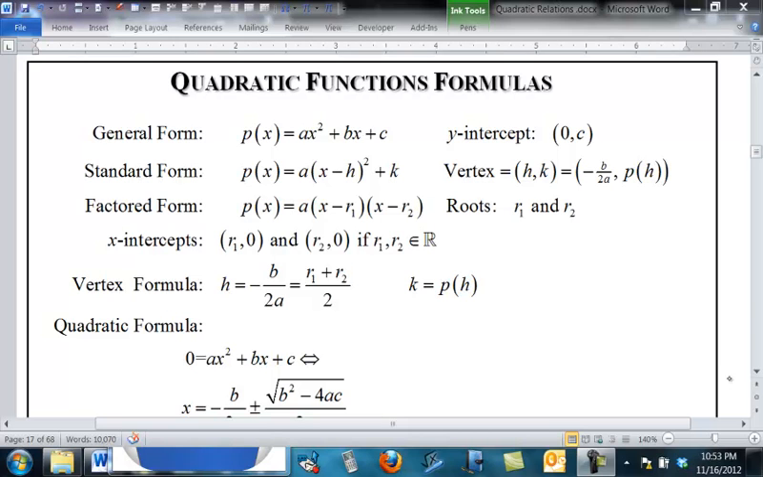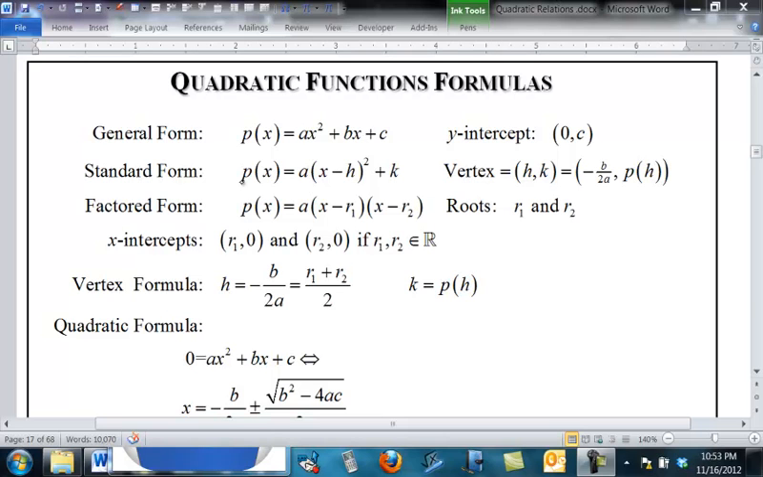If you want to find the roots, well, if you've got the factored form, you've got the roots. The standard form is pretty easy. You just plug 0 in place of p, subtract k, divide by a, take the square root, remember plus or minus, and add h, and you've got it.